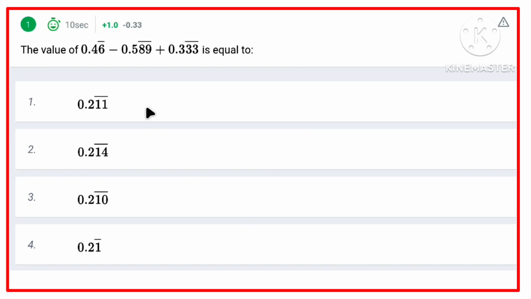Now let us see the last question of this 10 important questions series. Yes, this is also going to be very important for you. Here, as you have 0.4 and above the 6 you have a bar, that means this 6 will be continuous, or non-terminating, and will be repeated. So you will write it like this, and here we have subtraction. Afterwards we will do it, let us add first.